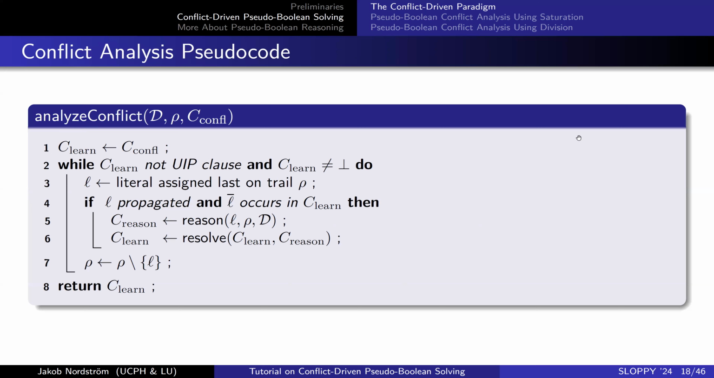And again, recapping what we saw before, the conflict analysis was: we started with the learned clause being the conflict clause, while it didn't look nice to us, while it wasn't a unique implication point clause, we looked at the latest propagation that the conflict constraint didn't like. We saw the reason constraint for that propagation, and we resolved the two, and then we kept going doing this derivation until we saw a constraint that we liked, and then we decided to learn it. Okay? This is what we want to do, and we want to keep this pretty much, but do it for 0-1 integer linear inequalities. And the only problem is we need to figure out what this means.